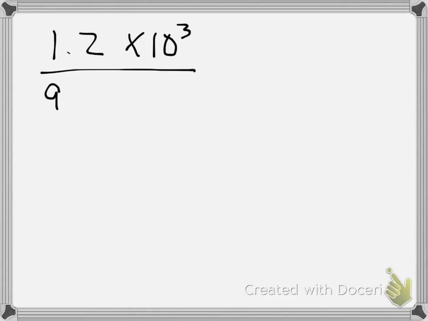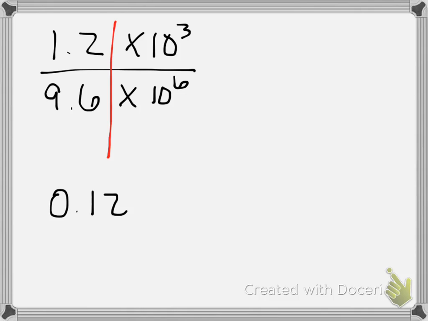Now let's take a look at our last example. We have to find the quotient, and we need to write it in scientific notation. So 1.2 times 10 to the 3rd over 9.6 times 10 to the 6th power. Again, we look at this and ask how we are going to do this. You're going to break this up into two parts. Just like you would typically, we'll divide the 1.2 and the 9.6. When we divide those two, we get 0.125, and then we're going to have the times 10.